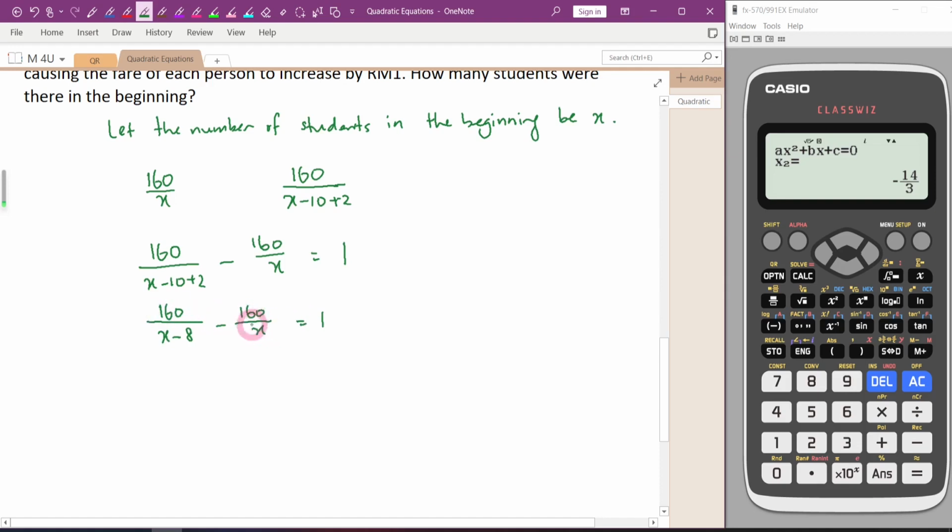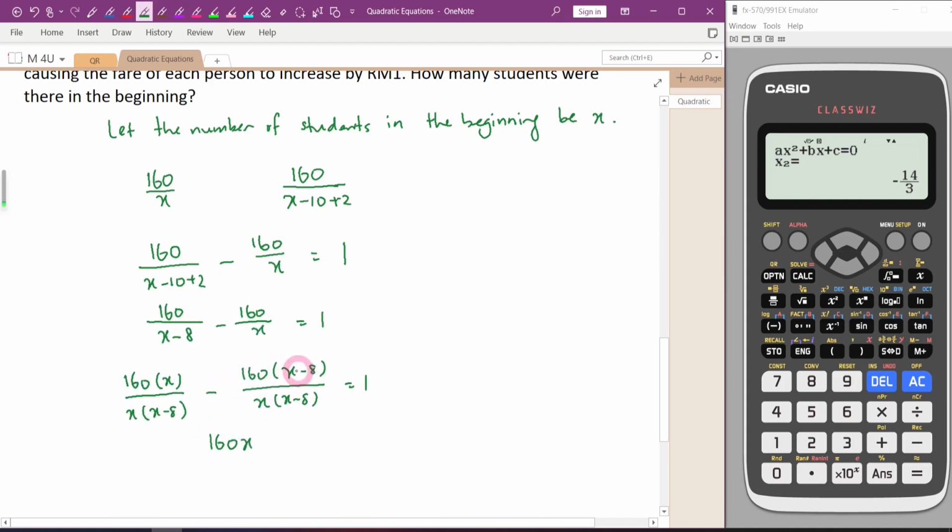Now these are two fractions. If I want to combine them together, I need to change the denominators to become the same first, right? Times x, times x minus 8. So 160 multiplied by x, so x times x minus 8. Here 160 multiplied by x minus 8, over x times x minus 8. Now you will notice that they have the same denominator, so we can combine these two together.